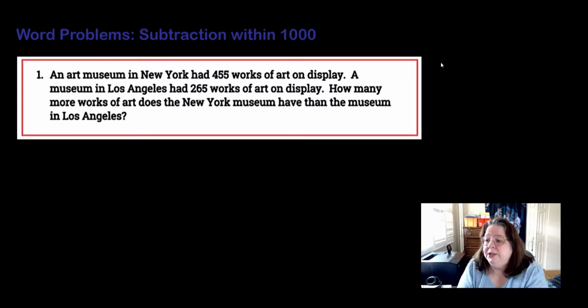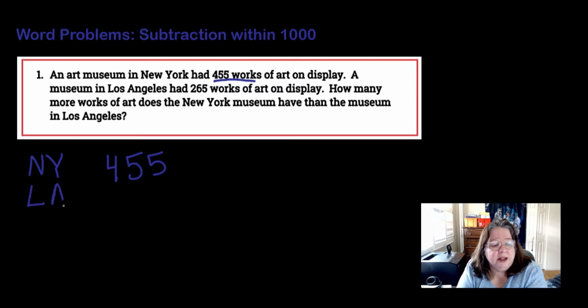Okay, so we have two museums. We have a museum in New York, so I'm just going to put NY for New York. That museum has 455 works of art on display. The museum in Los Angeles, I'm just going to put LA for Los Angeles, had 265 works of art on display. How many more works of art does the New York Museum have than the museum in Los Angeles?